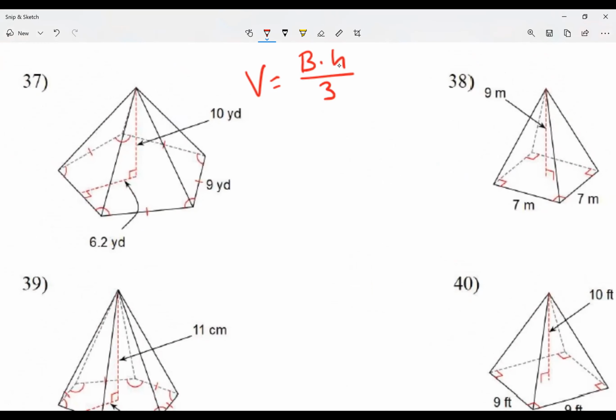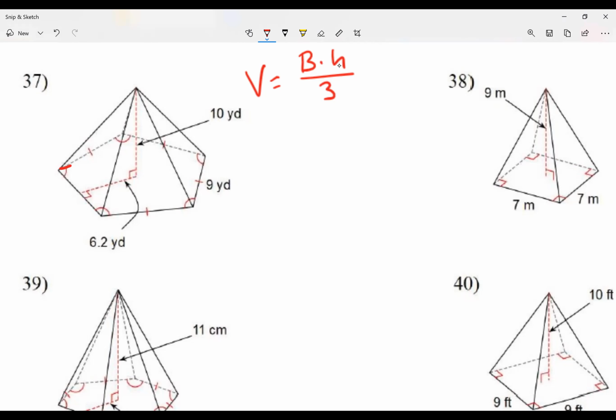Remember I said, if I had a pyramid and I have a prism, it would take me 3 pyramids to fill up a prism. So base times height gives me the prism, divided by 3 because it takes 3 pyramids. All right, so let's take a look.